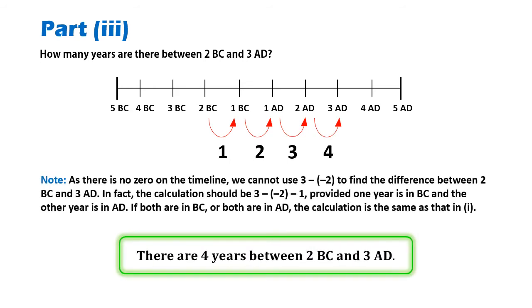Part 3. As there is no 0 on the timeline, we cannot use 3 minus -2 to find the difference between 2 BC and 3 AD. In fact, the calculation should be 3 minus -2 minus 1, if one year is in BC and the other year is in AD. If both are in BC, or both are in AD, the calculation is the same as that in Part 1. Therefore, there are 4 years between 2 BC and 3 AD.